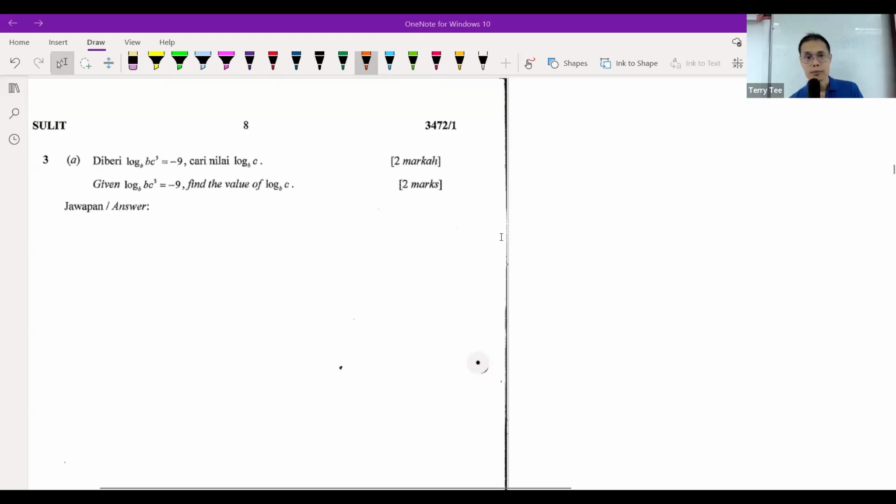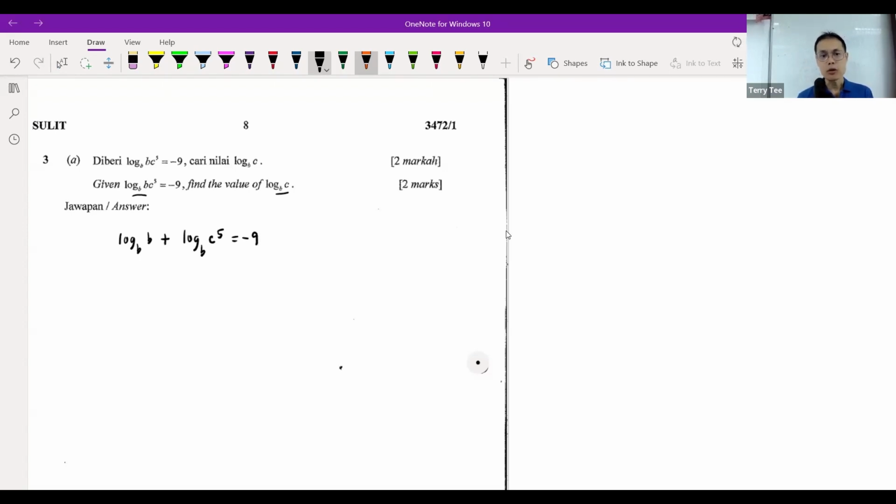Okay, moving on to question number 3. So this part A involving logarithm, you're supposed to find the value of log base b of c, given that log base b of bc power 5 is -9. Now, we know we have to use laws of logarithm to break this up. So in logarithm, multiply, when you break it up, becomes plus. So it's log base b of b plus log base b of c power 5 equals to -9.